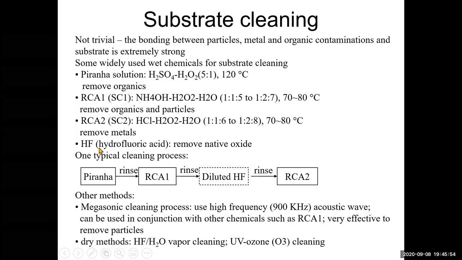And HF, hydrofluoric acid. This HF is used to remove native oxide, because we know HF etches silicon dioxide. And we also know that HF is very toxic. So when you use HF, you have to do it in a well ventilated fume hood, and wear gloves and aprons. You need to be well protected.